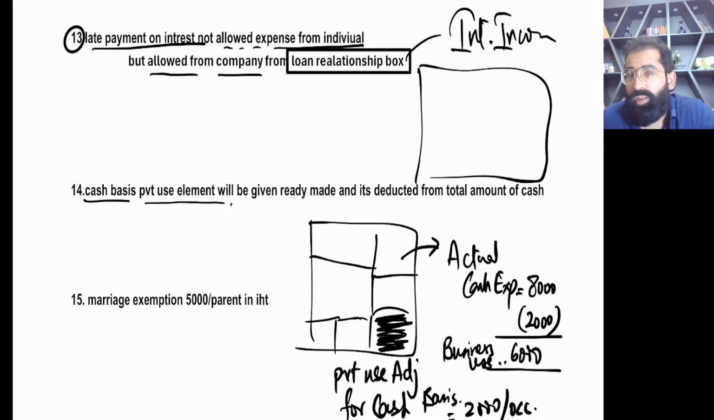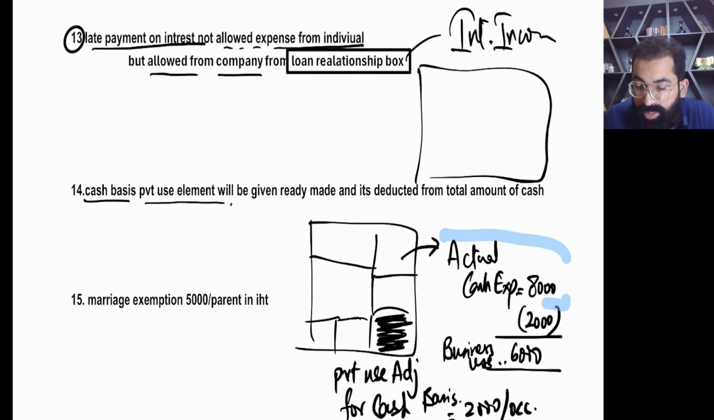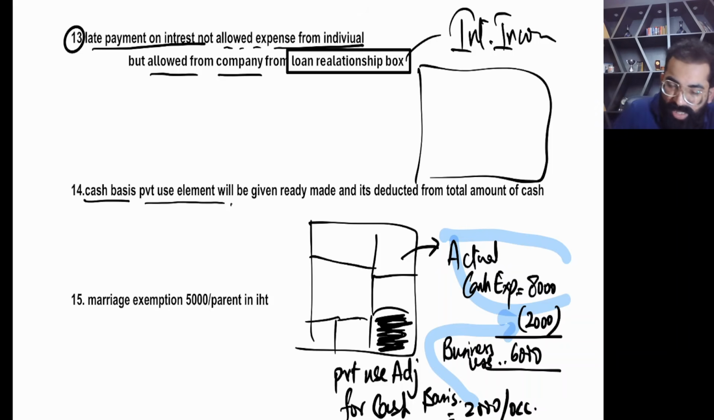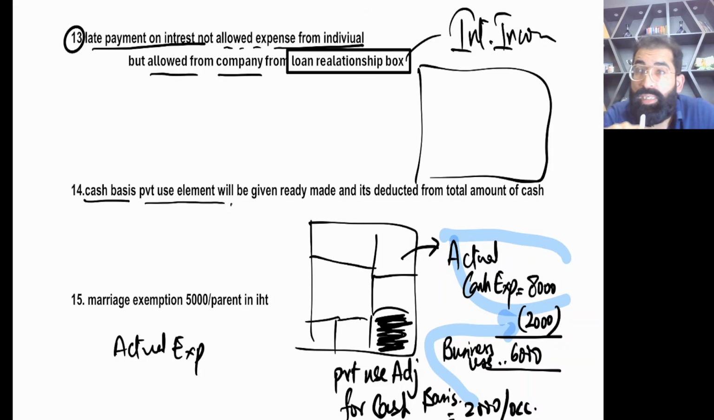So be careful. You must come first to the actual cash expenses number. This is important. And then the private use adjustment for cash basis will be given separately, and you have to deduct it. But at the same time, on the comparison, if you are doing accrual basis, then actual expenses are not necessarily actually paid, only actual expenses.